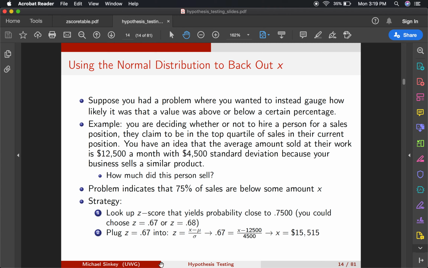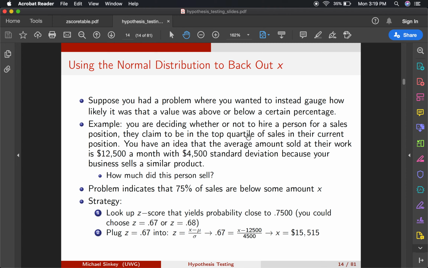You work at a similar firm, so you know the average at your work is $12,500 a month with 4,500 standard deviation. So think of someone selling cars, moving between car dealers, who has been recognized for being in the top 20% of sales. Well, what has that person sold at that dealership is really the question you would like to know, but they're not necessarily going to tell you because then they're committing to a level of productivity that they may not be able to match in their new environment.